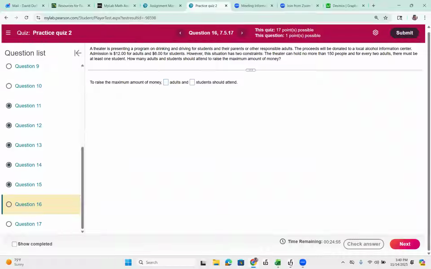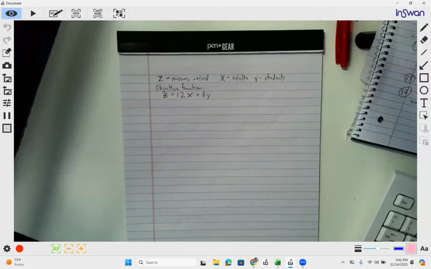So adults is X. So $12 for an adult means 12X. And Y is students, and $6 for a student is 6Y. So the total number of students plus the total number of adults and what they paid, that's going to be the amount of money raised, right? So this is what I have written down so far.